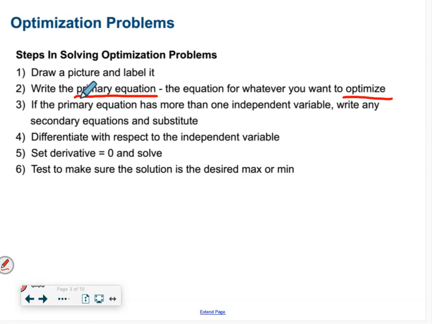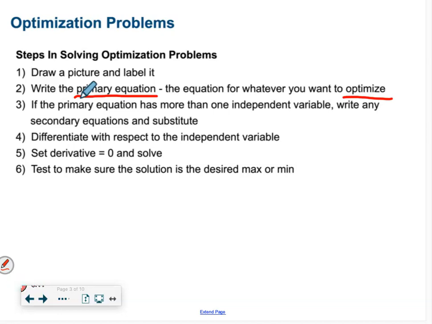So you need one input variable. Now you look for all other equations given in the problem, and see what you can use to get rid of any of the other variables by substituting. All right, then you don't differentiate with respect to time.